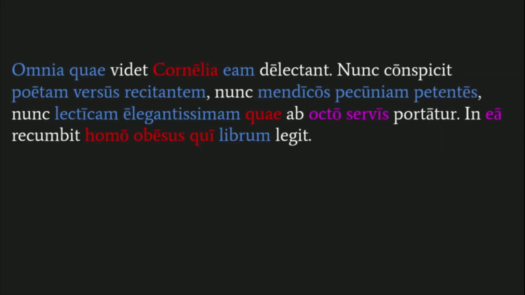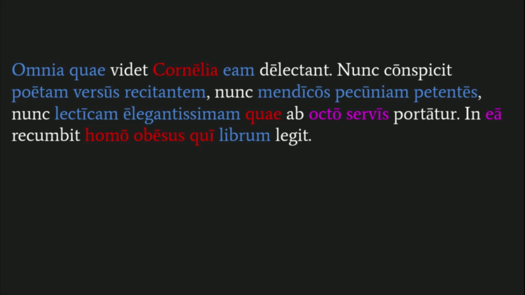So then you keep going. You have omnia quae videt Cornelia, eam delectant. So here's one of our QU words, right? Omnia quae. Omnia means everything here. It's the direct object, again, neuter. Quae means which. Again, it looks a little odd, but it's a neuter relative pronoun, right? It's accusative again, which is where you're going to see the quae. So it's saying everything which Cornelia sees, Cornelia videt, delights her, delectant eam. Eam just means her.